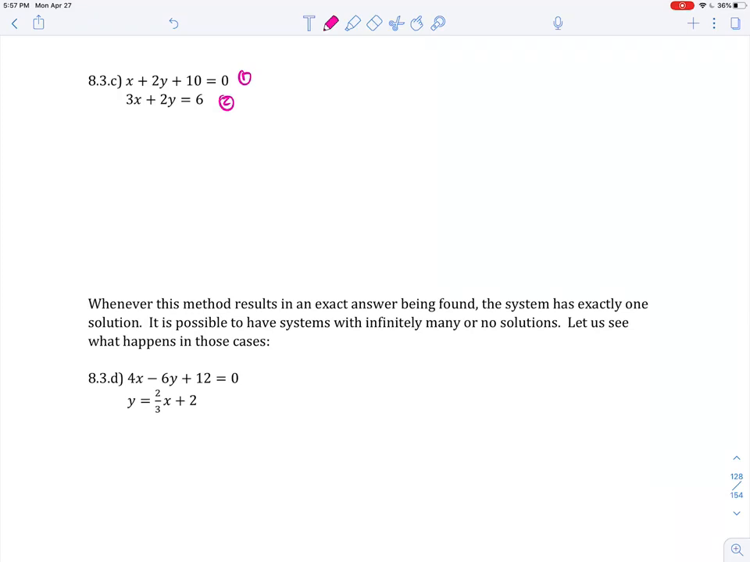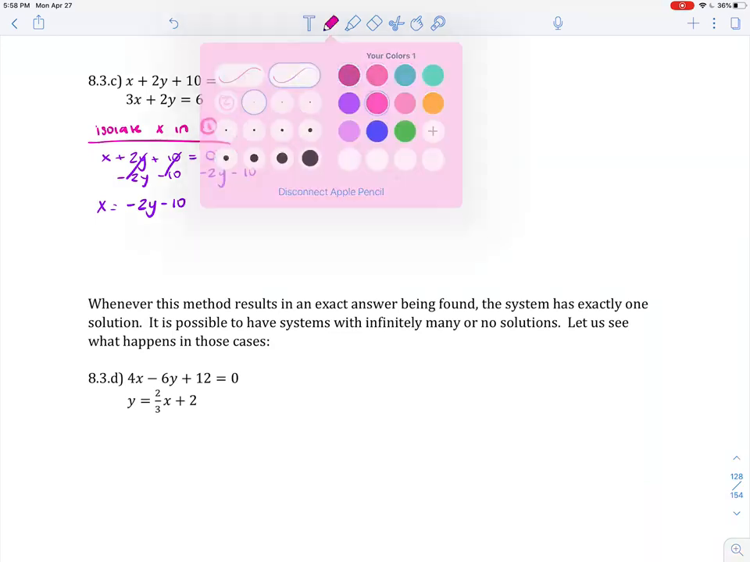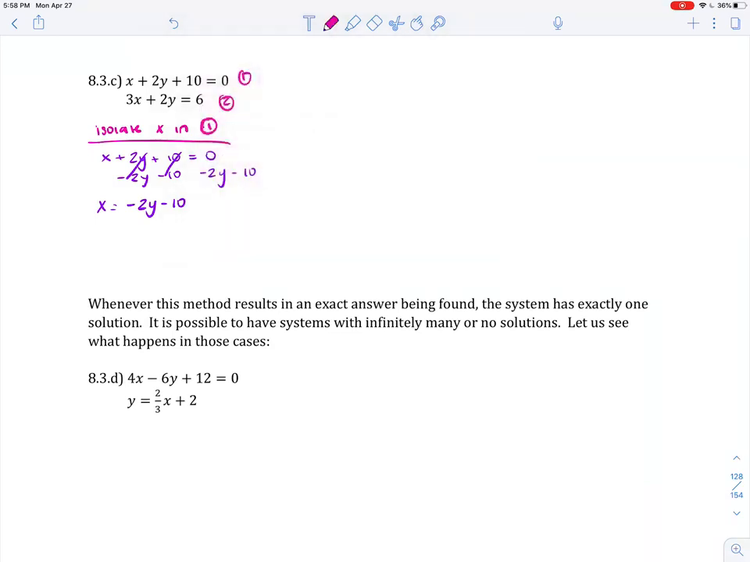Personally, I like to choose my variable by the smallest coefficient. That's what I like, but you could realistically choose any of them. So I'm going to choose to isolate x in equation 1. To do that, I'm going to write out x plus 2y plus 10 is equal to 0. I'm going to subtract 2y and subtract 10 from both sides, and I end up with x is equal to negative 2y minus 10.